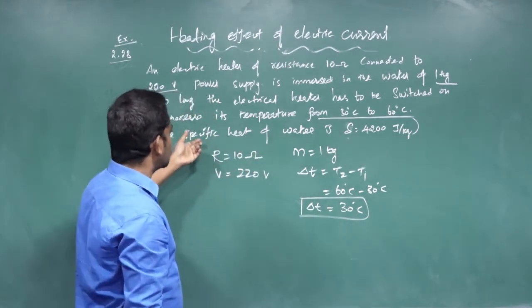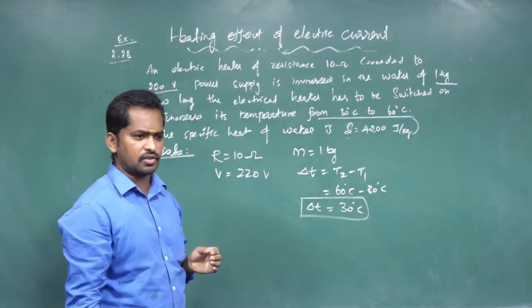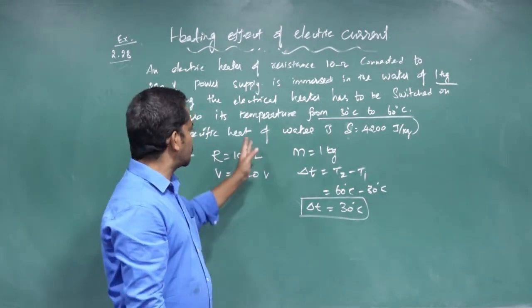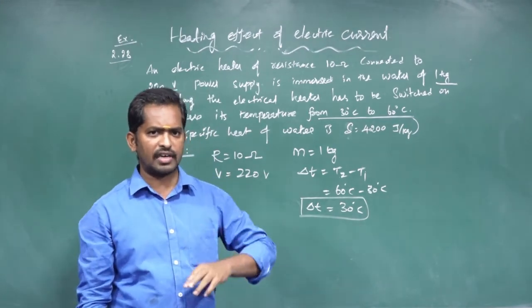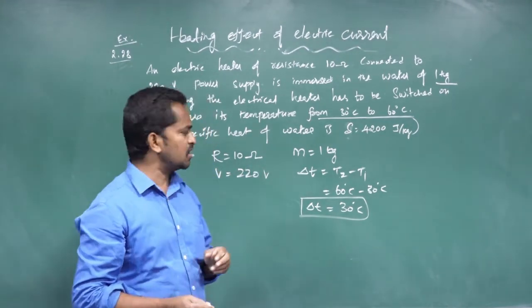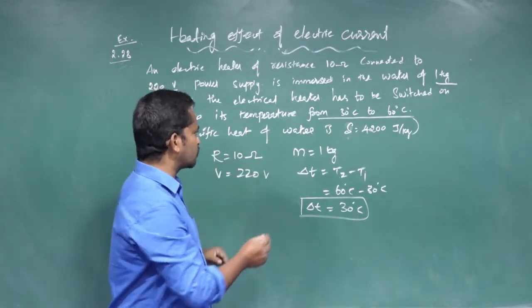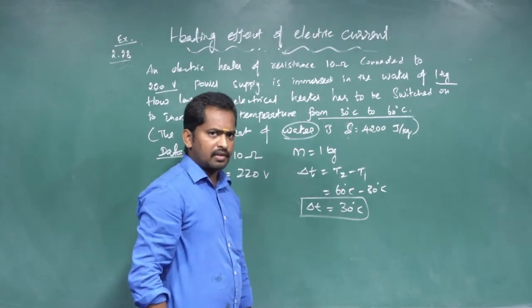Specific heat of water. You know specific heat from the lower section, 11th standard thermodynamics. Specific heat is nothing but the amount of heat energy required to raise the temperature of 1 kilogram of a substance by 1 degree Celsius. It is called the specific heat. The specific heat of water is 4200 joule per kilogram.